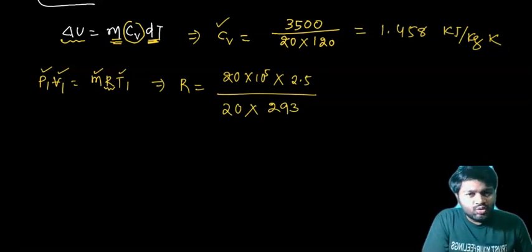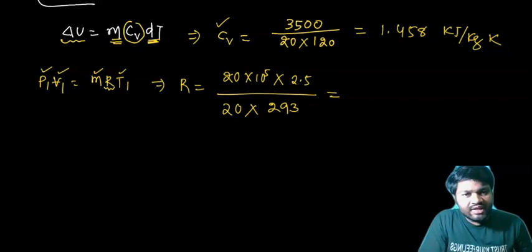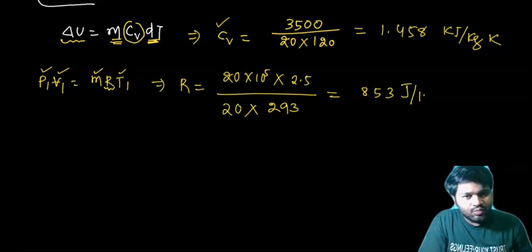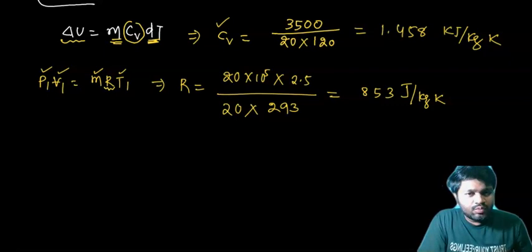So you can do this calculation, and after doing this calculation you will get the answer as 853. Obviously it will be in terms of joule per kg Kelvin. And if you make it into kilojoule per kg Kelvin, then we can write 0.853, in terms of kilojoule per kg Kelvin.